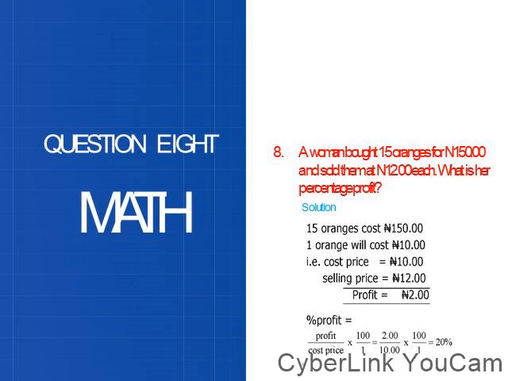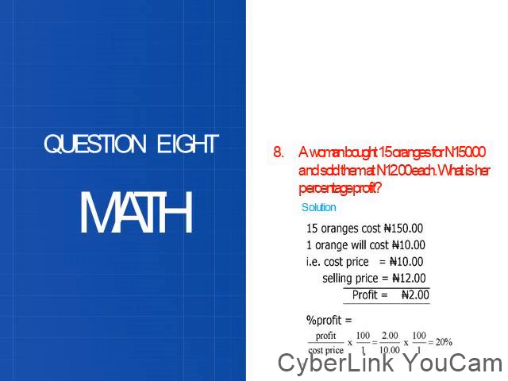Once you cross all these out, you have 2 into 2, 1, 2 into 10, 5, 5 into 5, 1, 5 into 100, 20. So we have 20%. So the percentage profit of the woman who bought 15 oranges for 150 naira and sold them at 12 naira each is 20%.